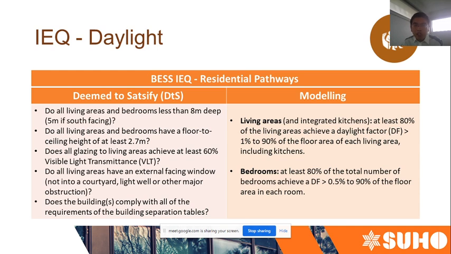So, if you cannot meet one of the criteria here, it doesn't mean your building is not performing well. You can also do a detailed modeling to determine the performance of your building. So here for residential, for living areas, the criteria is you need to achieve a daylight factor of more than 1% to 90% of the floor area. For bedrooms, it's less strict. The daylight factor requirement is 0.5, and it's the same for 90% of the floor area.